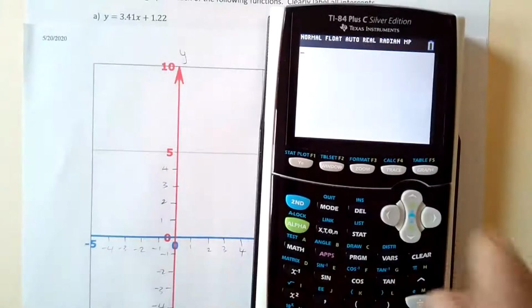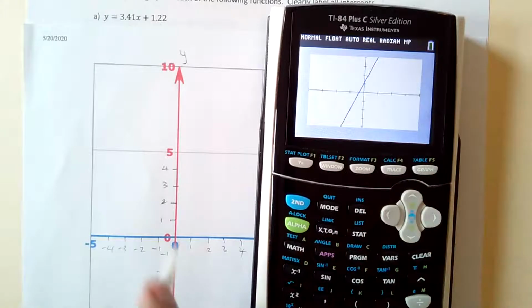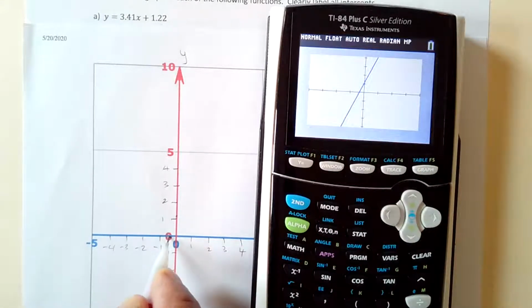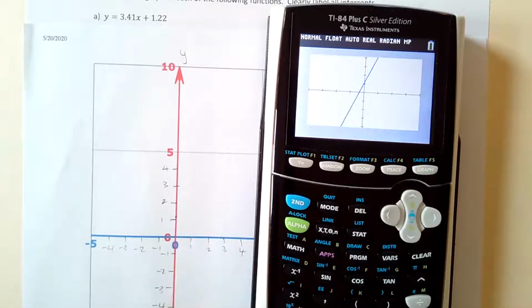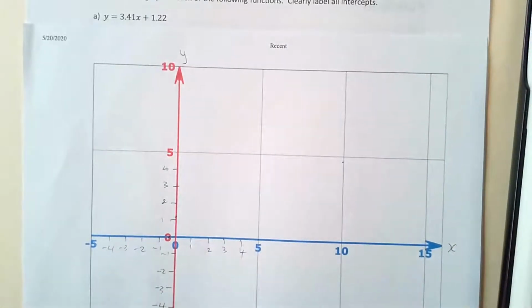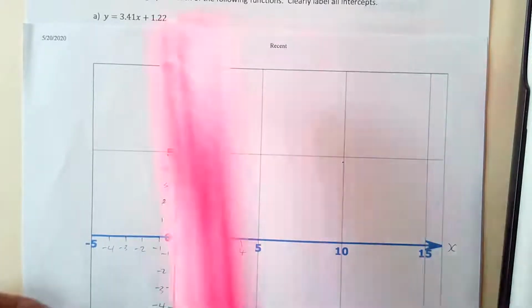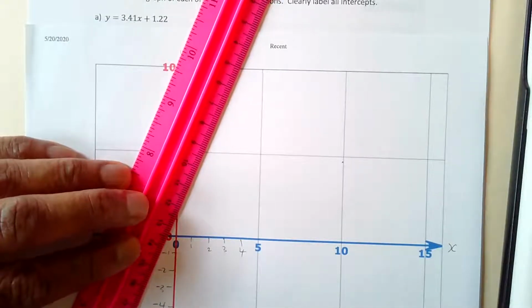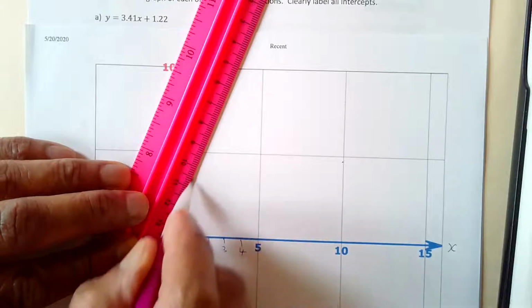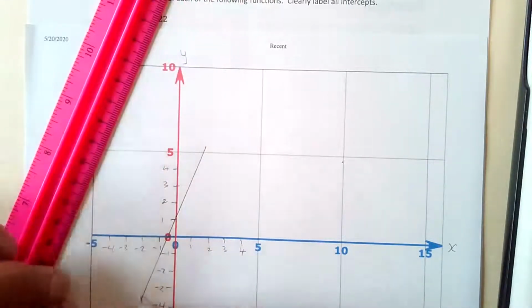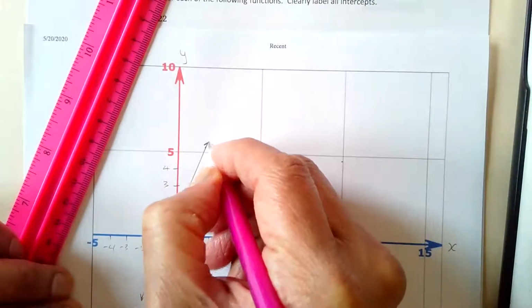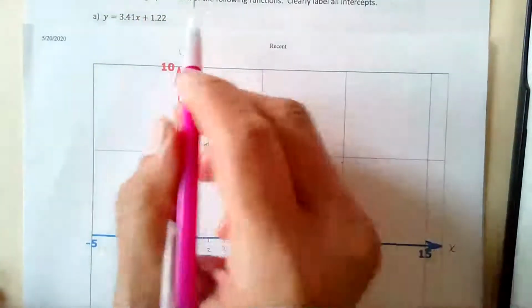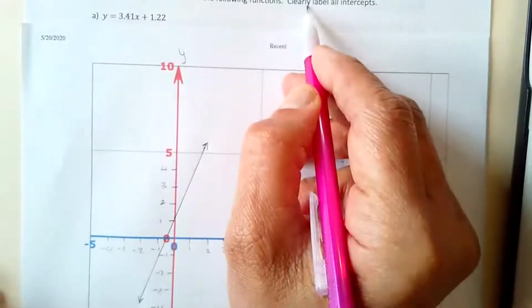Now from my, clear that. I notice it is just above 1 and between 0 and 1 here. So I'll need a ruler to connect the 2 points. So it's approximately here. So I'll do a sketch. Remember, it's a sketch. It's not as precise as you would get in a calculator. So this is the equation, or the function. So that's your sketch. Now they ask you to label all intercepts.